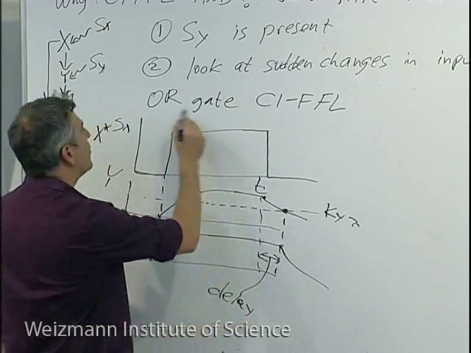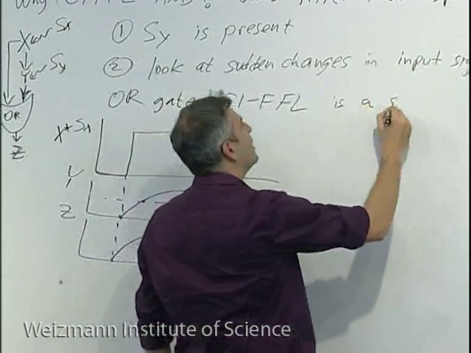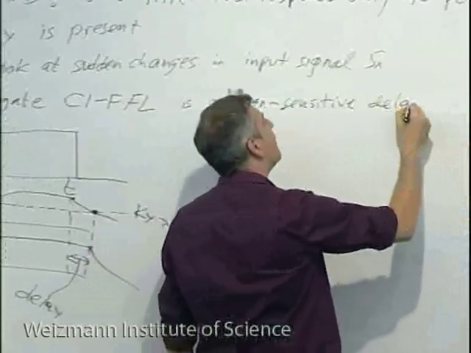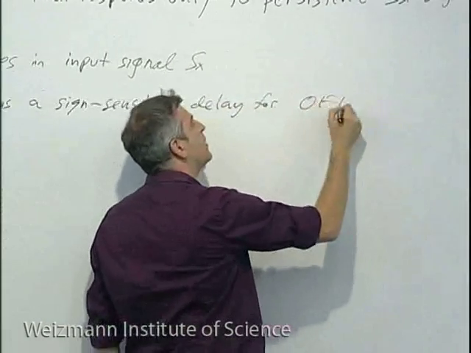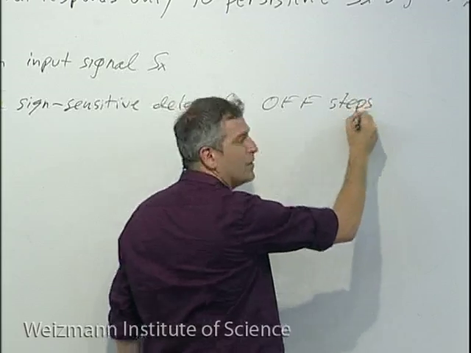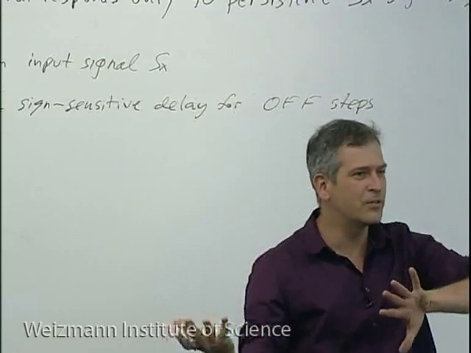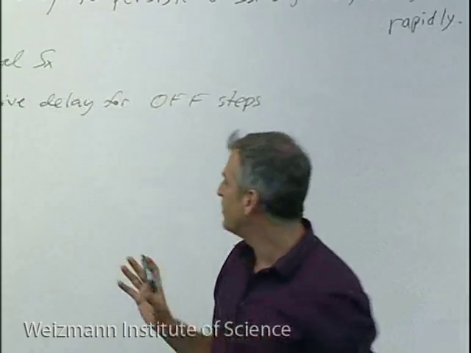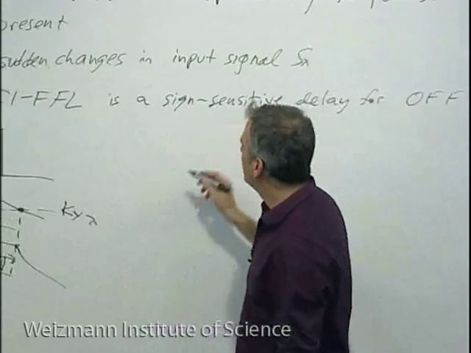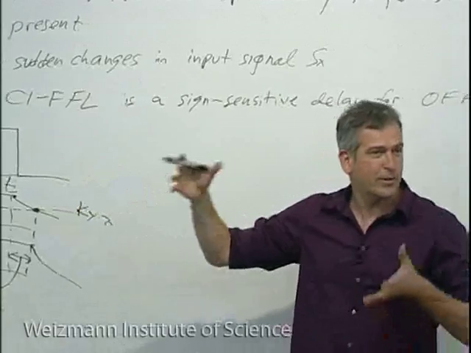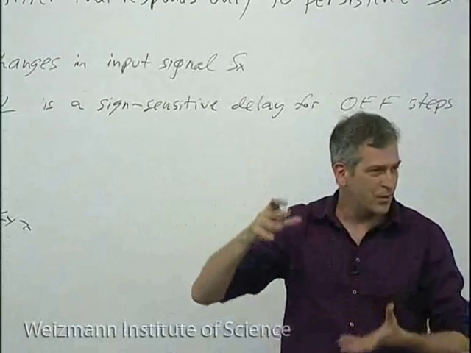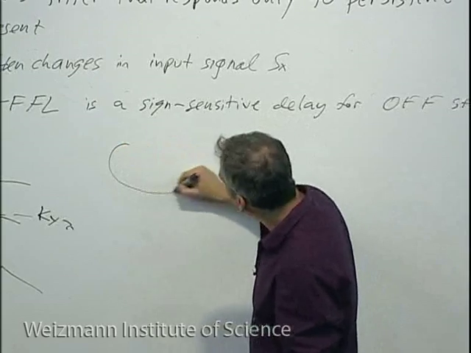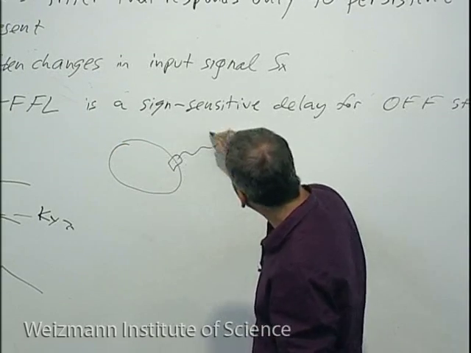So the OR gate is a sign-sensitive delay for off steps. So it's the same function, but on changes to off. That's what's happening with the OR gate. And indeed, this happens biologically. And again, tested experimentally, you find a circuit that has an OR gate. And this happens when bacteria make their flagellar motor.